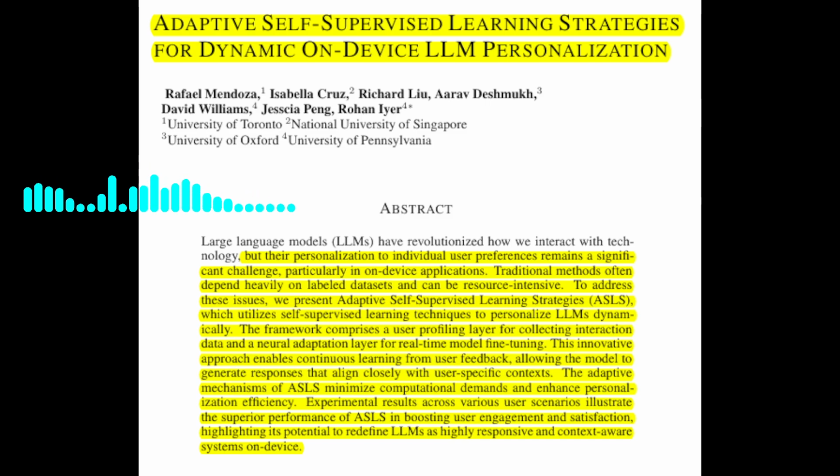This fine-tuning process is self-supervised because it doesn't require labeled data. Instead, it learns from the user's interactions with the model. So ASLS essentially learns from the user's behavior to personalize the LLM.